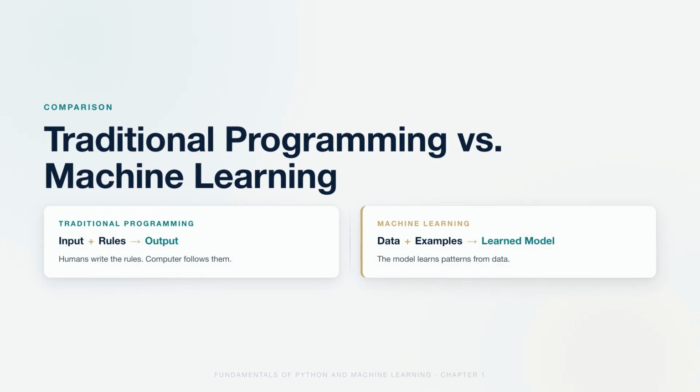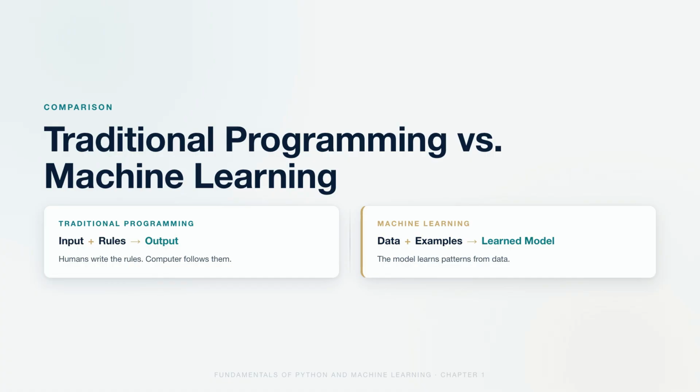situations. In traditional programming, a human writes the rules. The computer receives input, follows the rules, and produces an output. For example, if we write a program to calculate sales tax, we already know the rule: multiply the price by the tax rate. The computer simply follows that instruction.